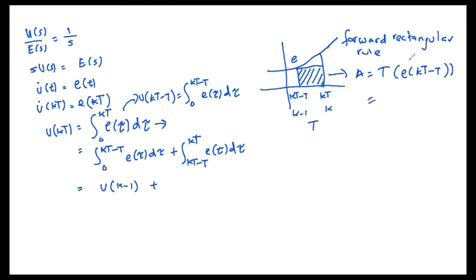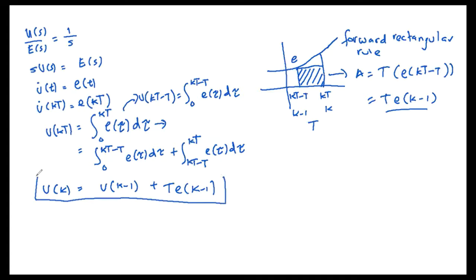And if we simplify this, this is similar to t times e of k minus 1. So if we bring that here, we add t times e of k minus 1. So now u of k is equal to u of k minus 1 plus t times e of k minus 1. So in terms of k, this is our equation.